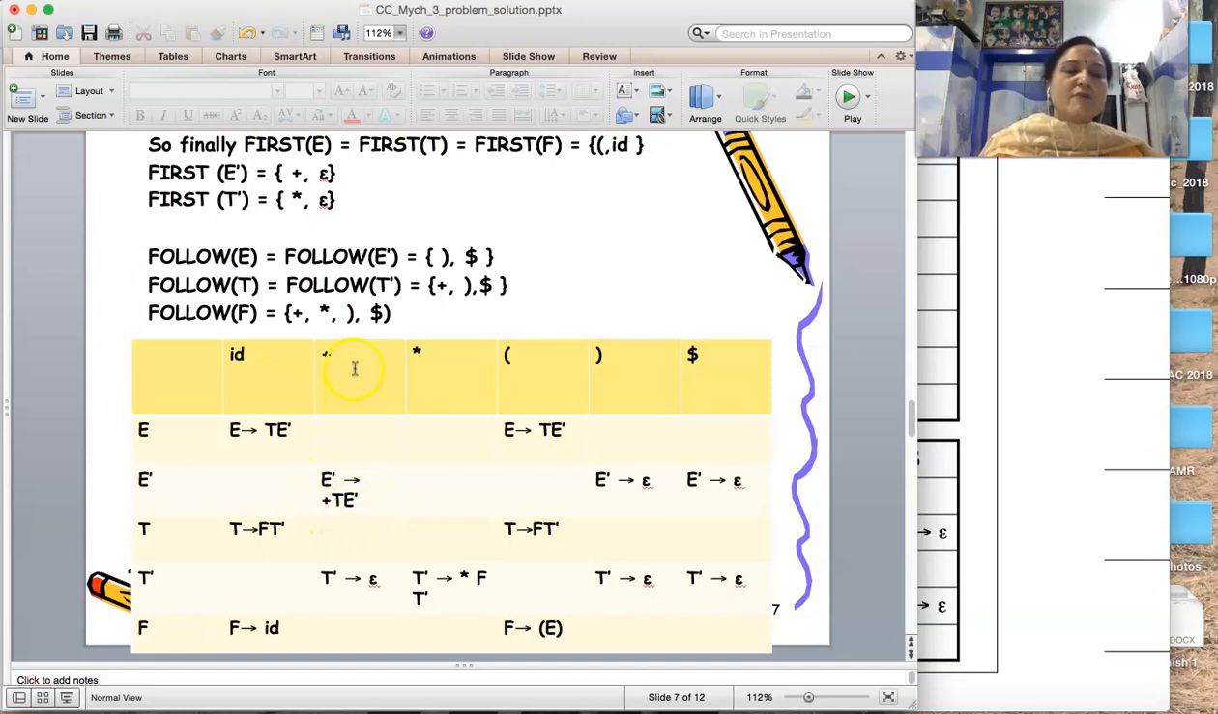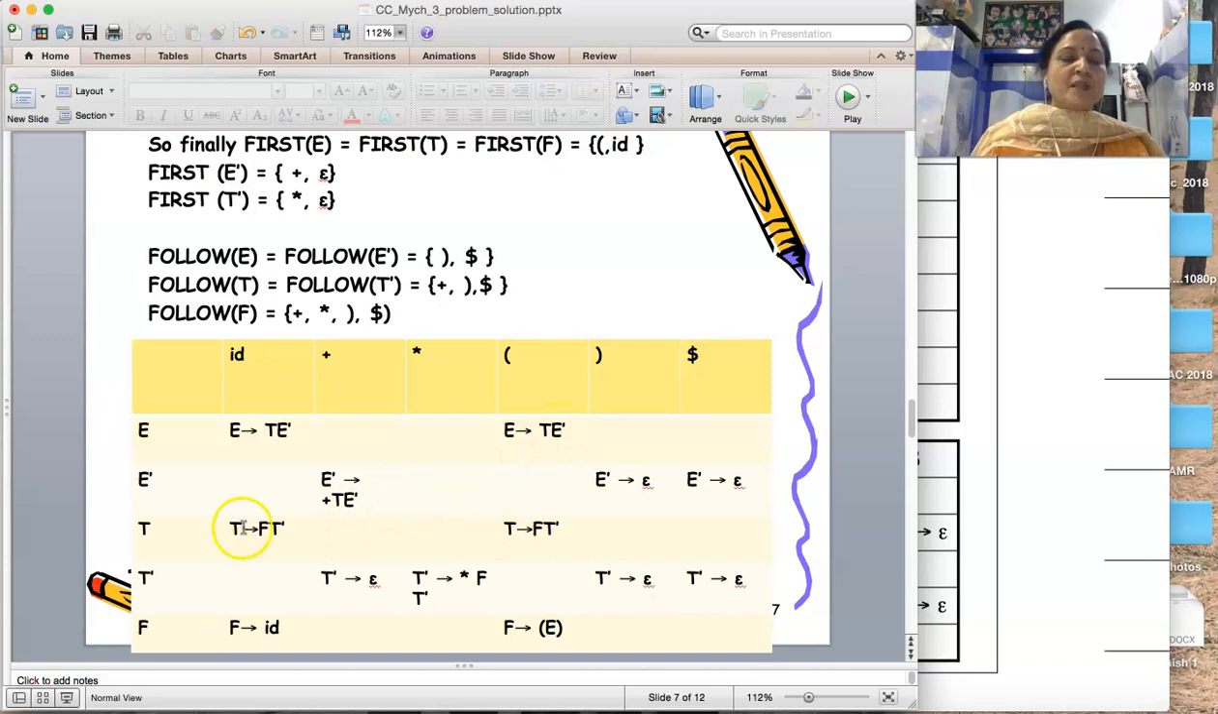The meaning is when input is plus and top of the stack is E dash, we have to use this production. The meaning of this, when the input is id, top of the stack is E, in the non-recursive predictive parser, we have to use the production E tends to T E dash. Similarly, when opening bracket is in the input and top of the stack is E, we are supposed to use E tends to T E dash.